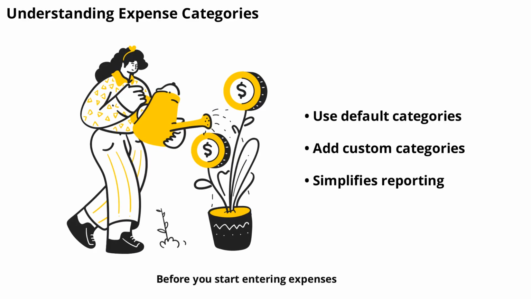Before you start entering expenses, it's helpful to understand how to categorize them. Most invoicing software allows you to assign categories like travel, meals, office supplies, or mileage. Proper categorization makes it easier to track spending and generate accurate reports. It also helps your employer or client quickly review and approve your reimbursement requests. Take a moment to review the default categories and add any custom ones you might need.